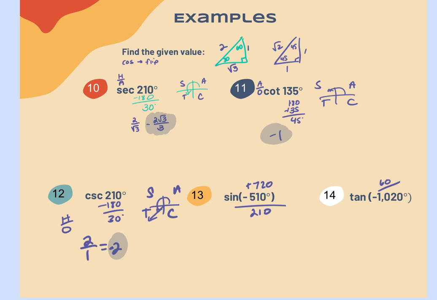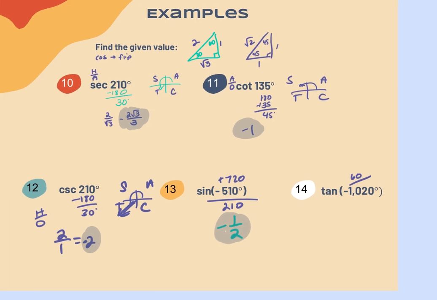Questions on that one? Okay, 13 was negative 510. You had to add the 360 twice, or 720, to get 210. 210 is the exact same angle we just used. So I know it's third quadrant again. And this time it's the sine. We just found the cosecant, so you literally could just flip it. That's 1/2, and it's third quadrant, so it's negative.